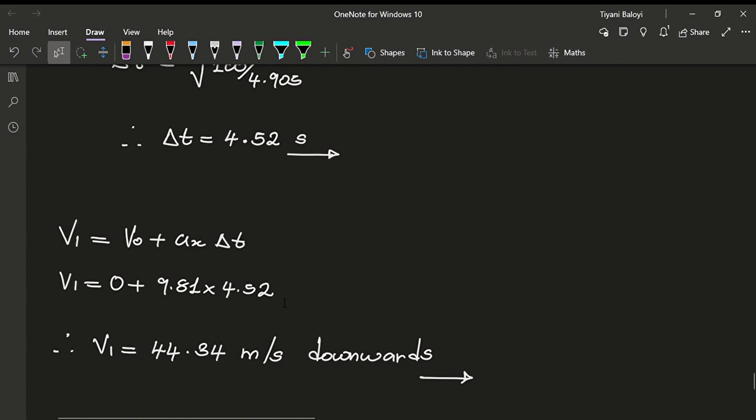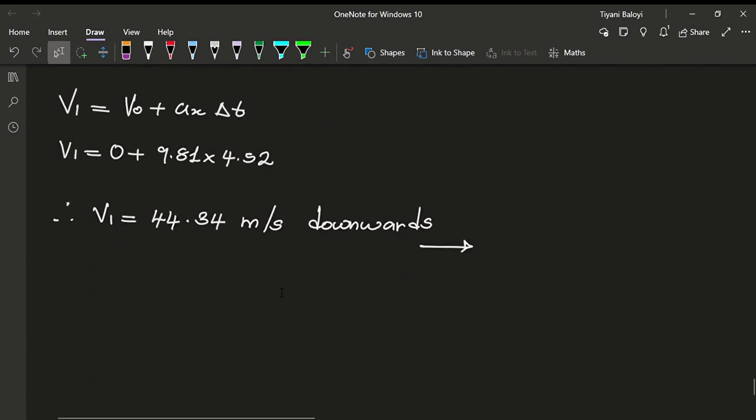That's very fast for a long drop from 100 meters. It makes sense though. So yeah, that's what we had for our questions for example 2.